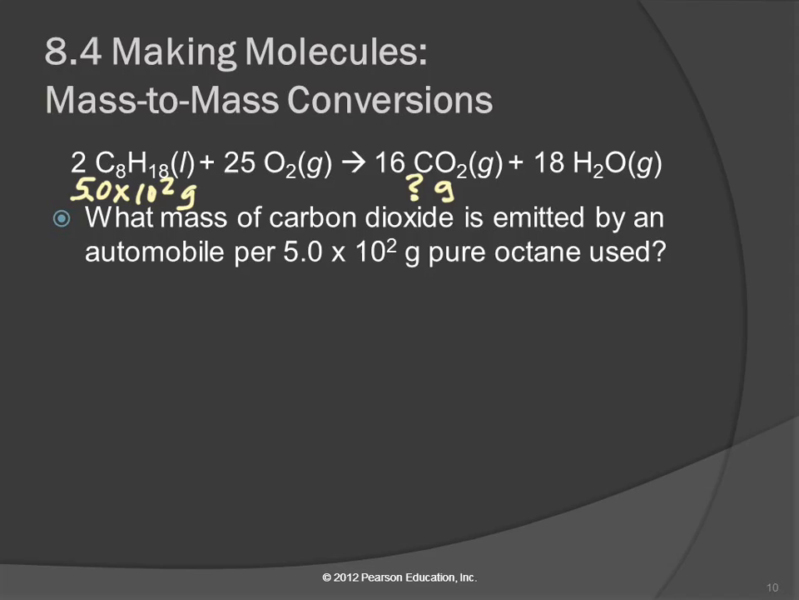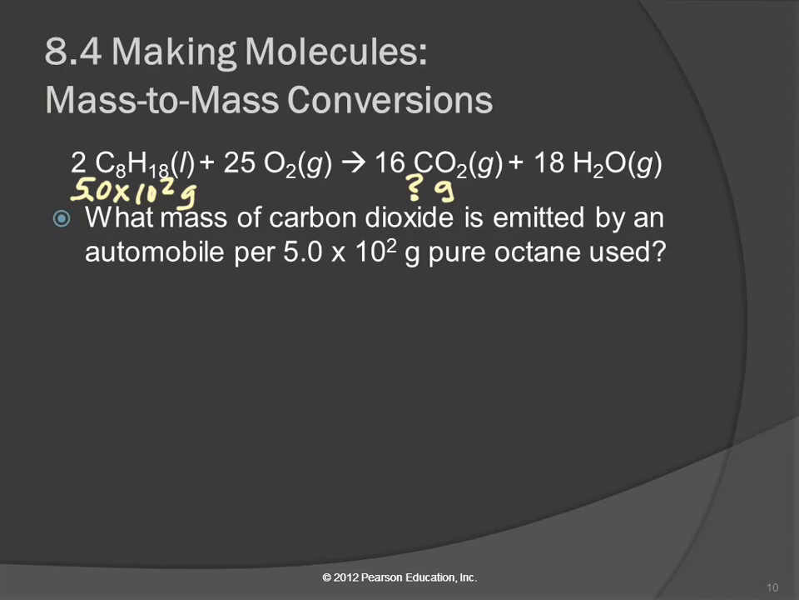So on your paper, you should write out the balanced chemical equation. It'll be given to you. And then you put question mark grams under what you're trying to find, and the mass that they give you under the thing that it belongs to. And that gives us our idea of what we're doing.